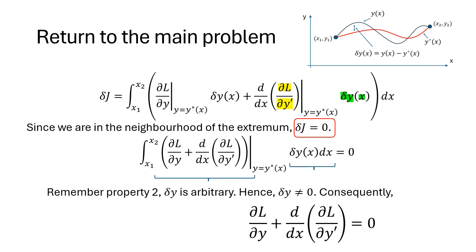Since delta j is 0, we need to think which of these 2 terms is 0. However, due to property 2, delta y cannot be 0 because it is arbitrary and cannot be assigned a specific value. Hence, we finally arrive at the Euler Lagrange's equation.